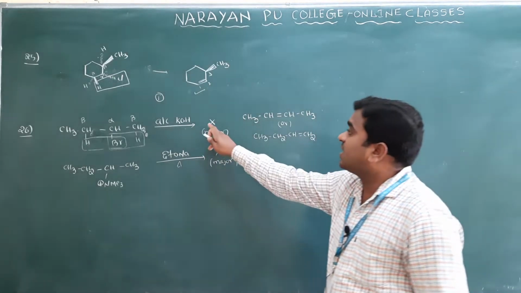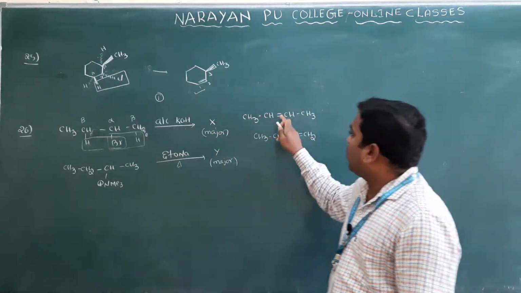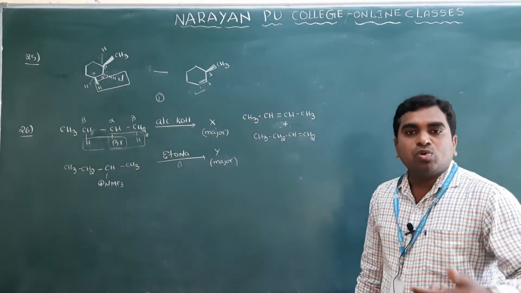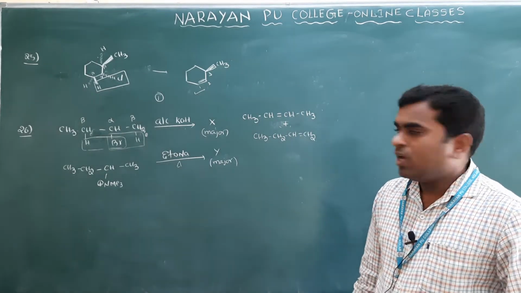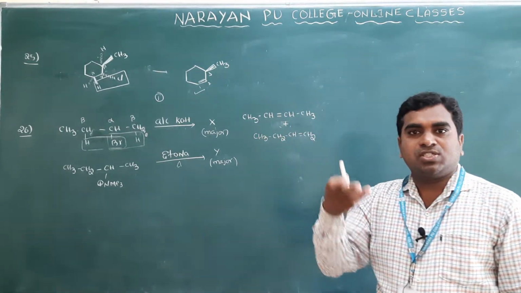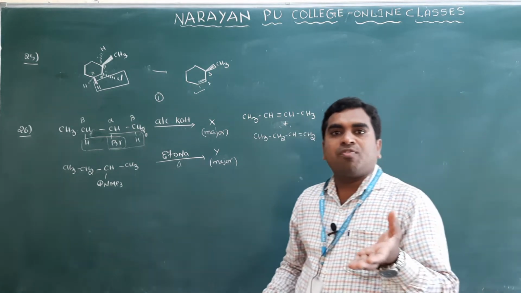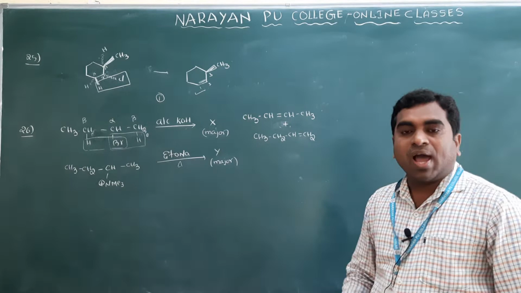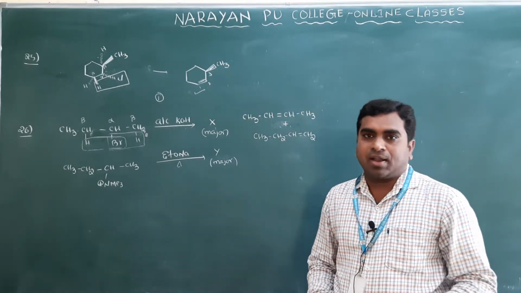What are they asking here, what is X? Major. We got two products here. How many products did we get? Two products. So you have to identify which one is the major product. You already know that the formation of alkenes follows the Saytzeff rule. According to the Saytzeff rule, highly substituted alkenes are major products.